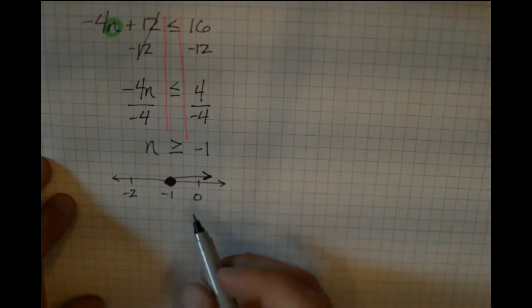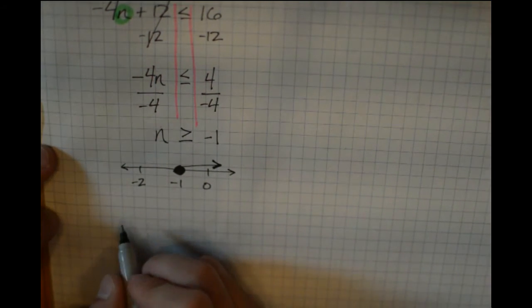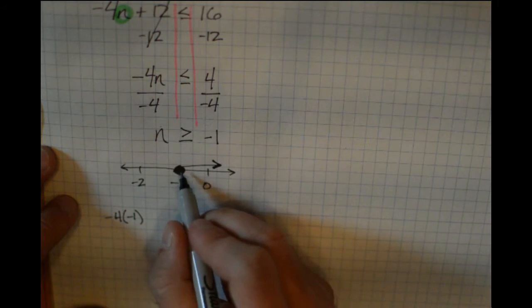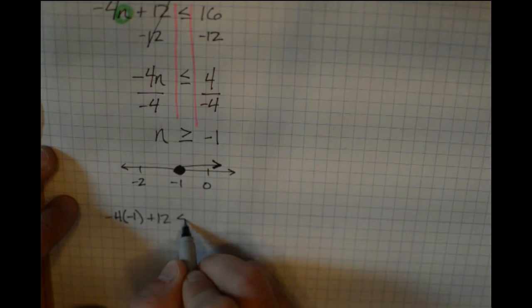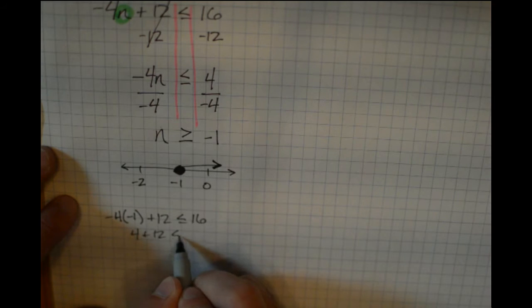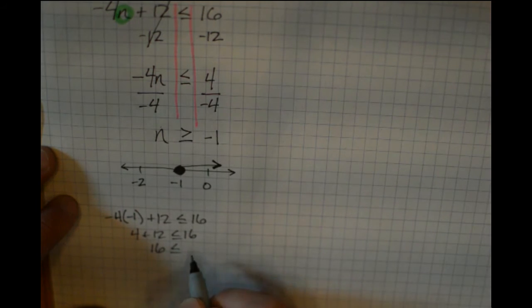So it's a good idea to check. So let's go ahead and check the solution. I'm going to check -1. So I'm going to substitute in -1. That's closed, so it means it should be a solution. So -4 times -1 is 4 plus 12 is less than or equal to 16. So 16 is less than or equal to 16.